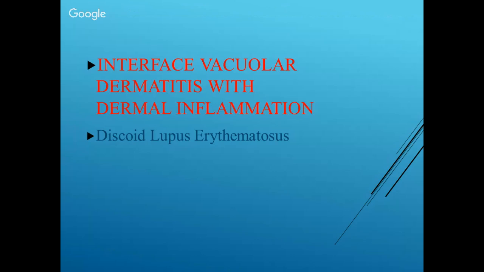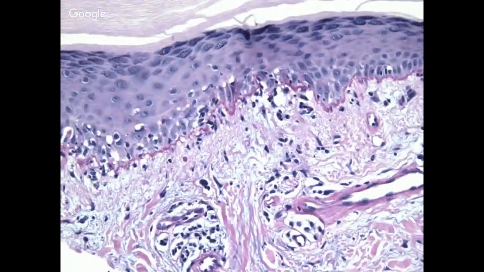So how do you sign this out? Interface vacuolar dermatitis with dermal inflammation compatible with discoid lupus erythematosus. What about dermal mucin? That's what I'm coming to. If you want to confirm that, the other two things you can do: a PAS to show the thickening of the basement membrane. The PAS in connective tissue disease is going to show you this thickened basement membrane. You can see that the basement membrane looks quite thickened, which is highlighted with the PAS.